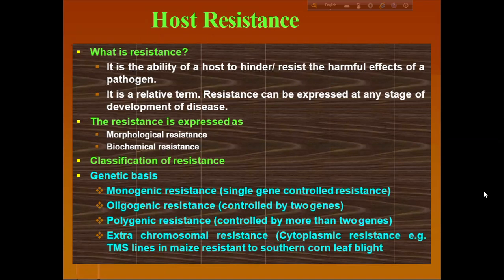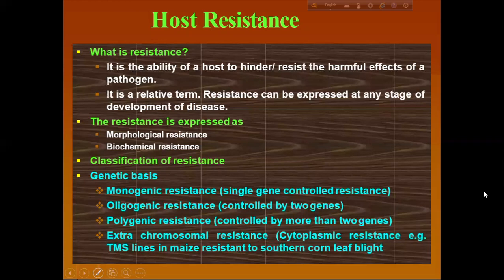Resistance is the ability of the plant to resist the growth of the pathogen, development of the pathogen, and reproduction of the pathogen, and consequently the disease caused by the pathogen. So this is the ability of the host plant to resist or to hinder the growth, development, and reproduction of the pathogen, and thereby to resist the disease caused by the pathogen. So this is the ability of the plant.